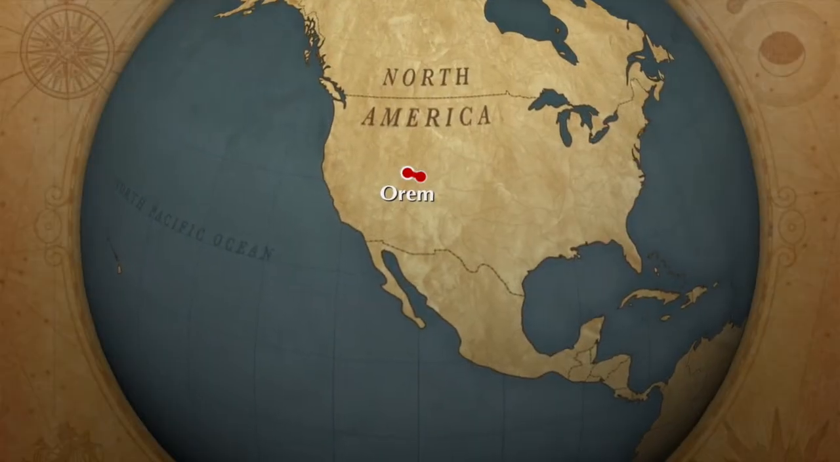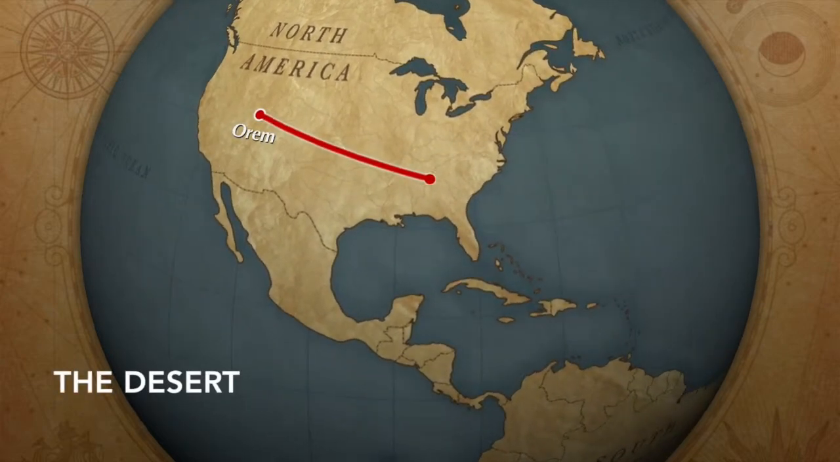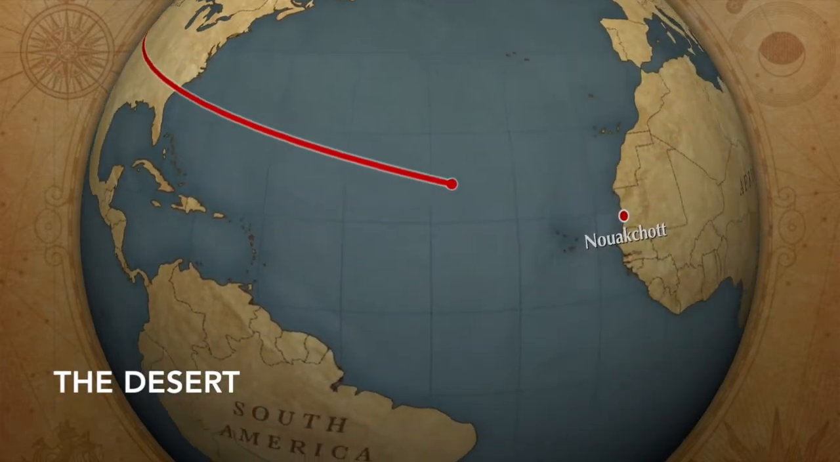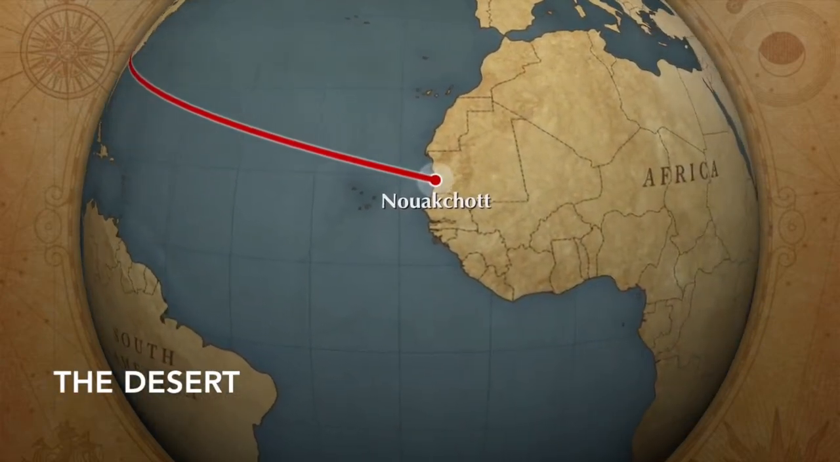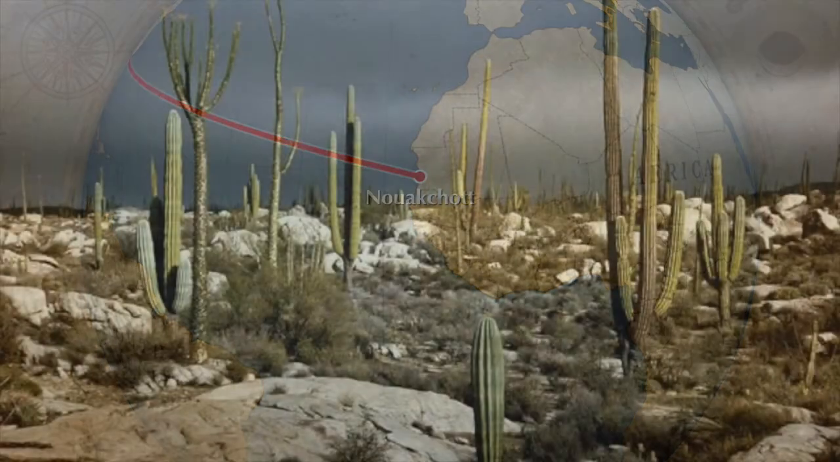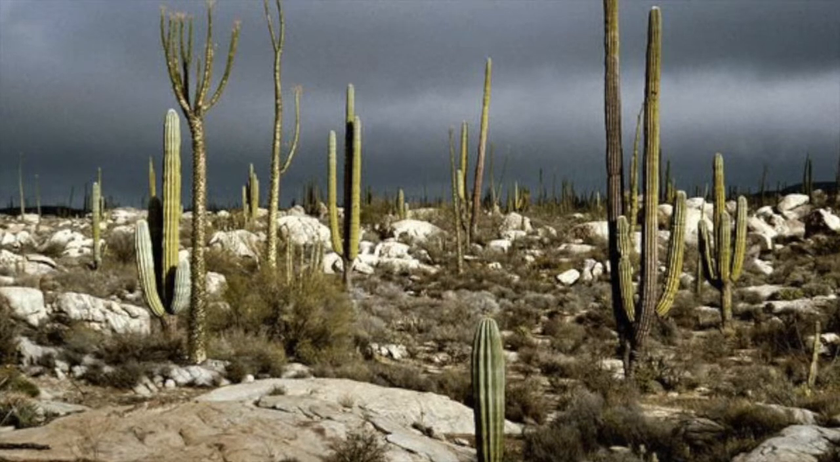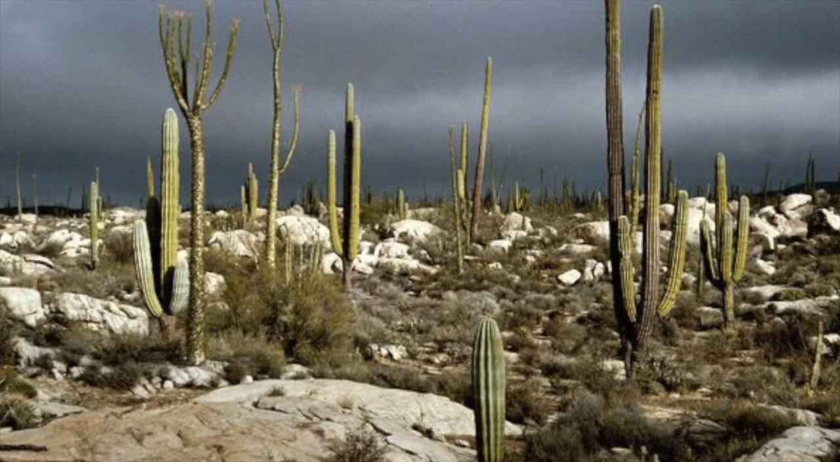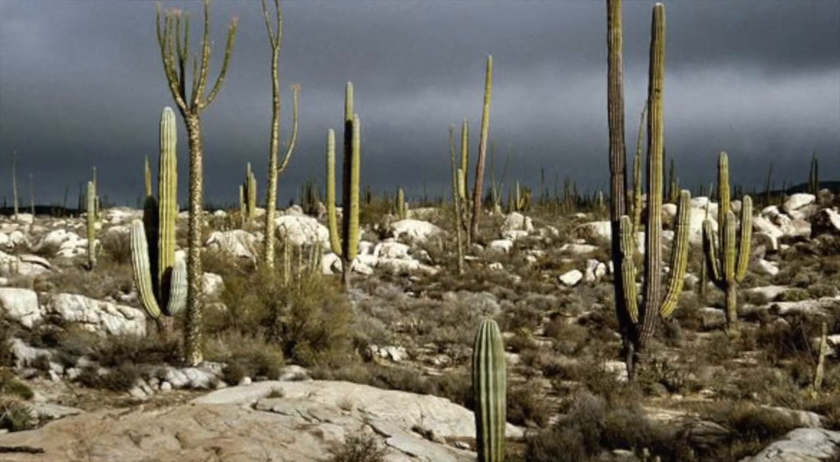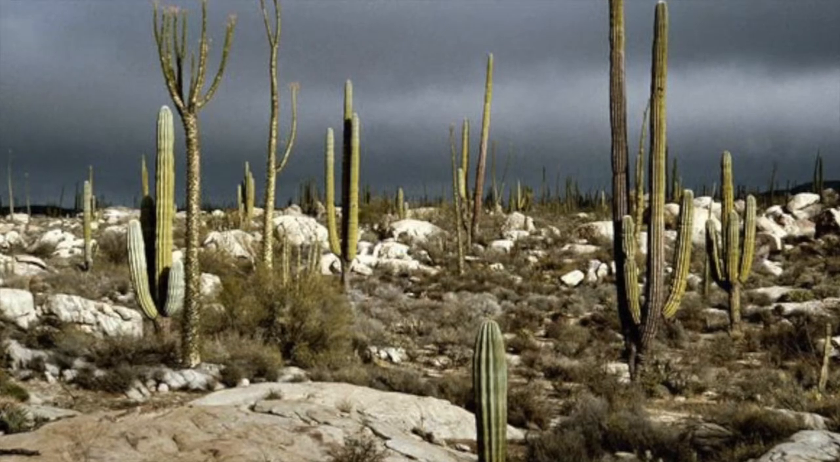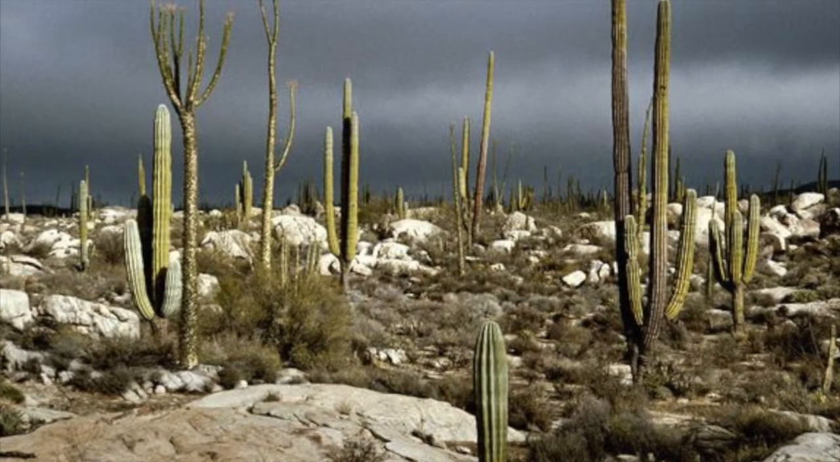Let's start our journey by traveling to the harsh, extreme, and hot desert. The desert is defined as a region that gets less than 10 inches of precipitation per year. That means less than 10 inches of rain a year. That means it's very dry. Deserts cover 1/5, that's 20% of Earth's land area.